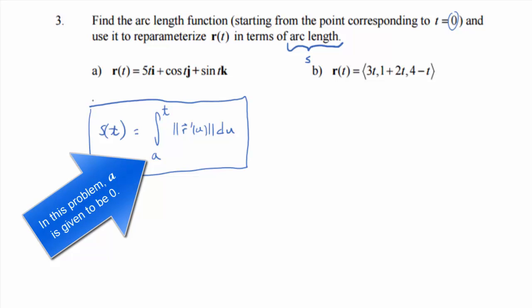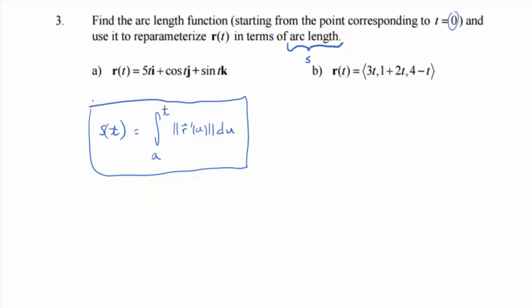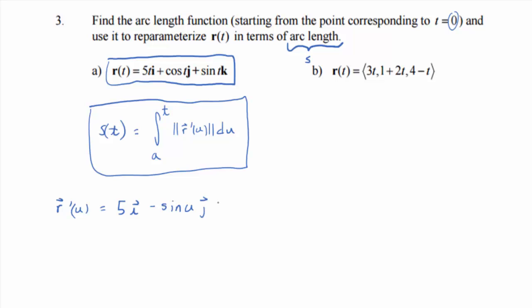So you look at that formula, it tells you what to do. You don't need step 1, step 2, step 3. Just kind of examine that formula from the inside out. What do you need to find? R prime of u. Okay, so r of u is just this guy with u's instead of t's, right? So what would r prime of u be? So just 5i minus sine u j plus cosine u k.